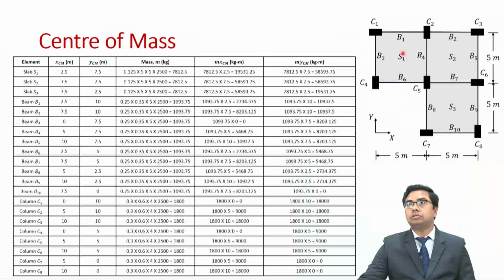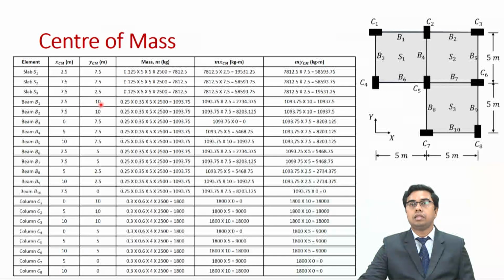So, the slab S1 has the center of mass located at x equals 2.5 meters and y equals 7.5 meters, which is mentioned over here. For slab S2, the center of mass is located at x equals 7.5 meters and y equals 7.5 meters as well, which is written over here. I will take a sample beam, let us say beam B1, whose center of mass is located at this point, which is x equals 2.5 meters and y equals 10 meters.